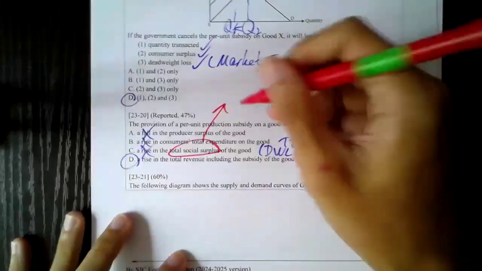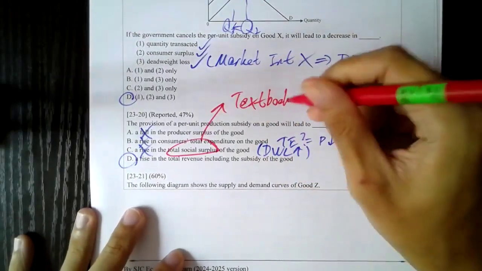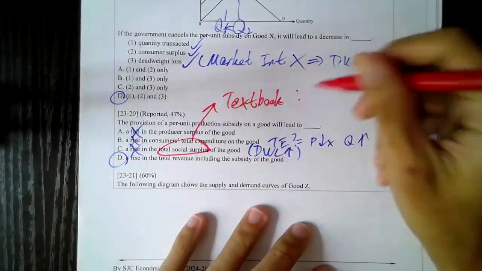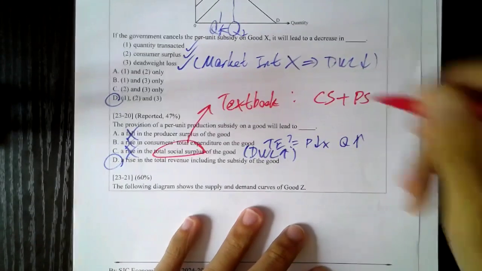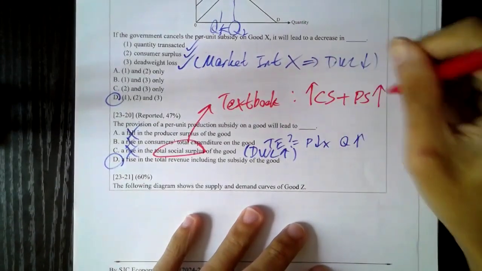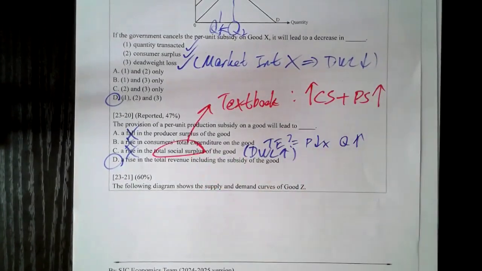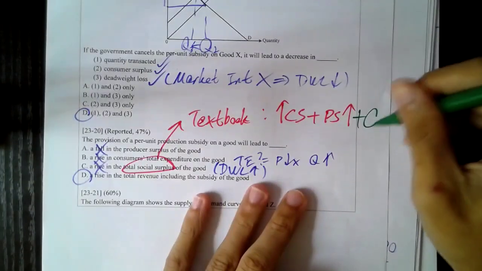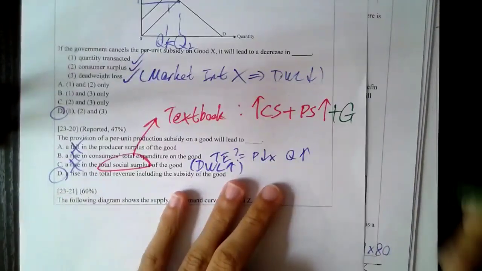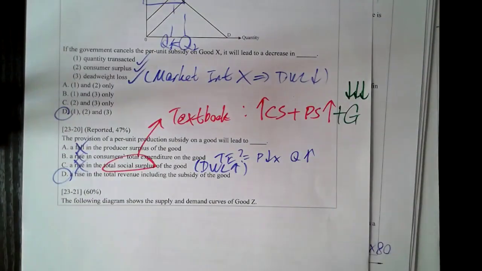Do you remember what I said? I said in the textbook TSS refers to CS plus PS. In the case of subsidy, this will increase. This would also increase. That's why people think total social surplus will increase. So that's why I said we need to add government. Unfortunately, for our case, government will drop more than they increase.